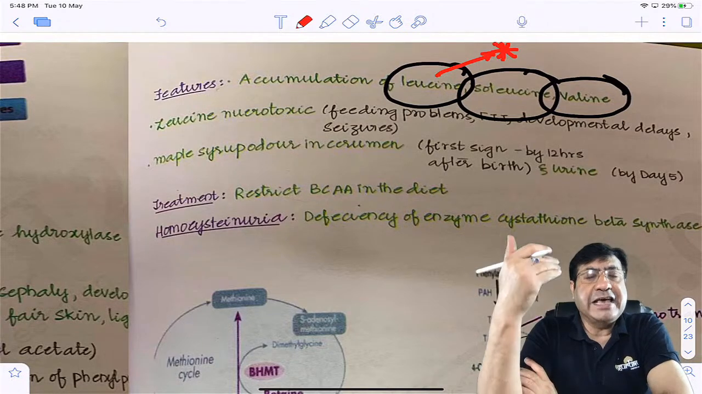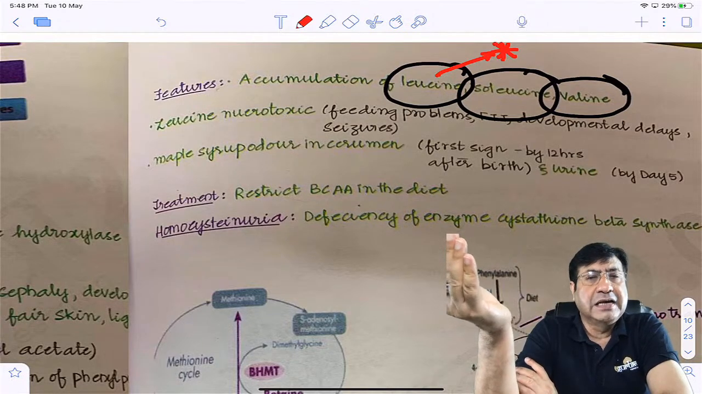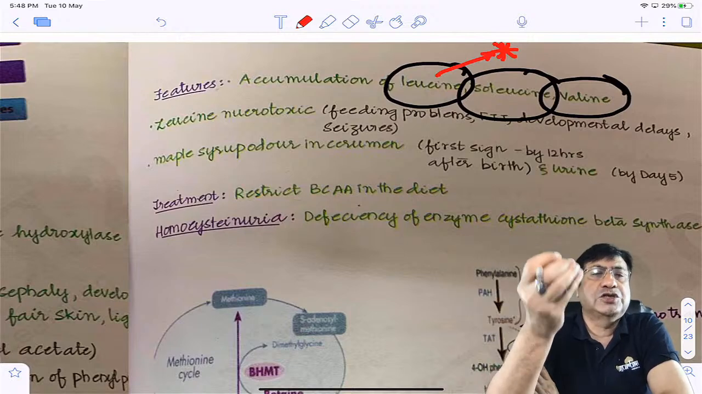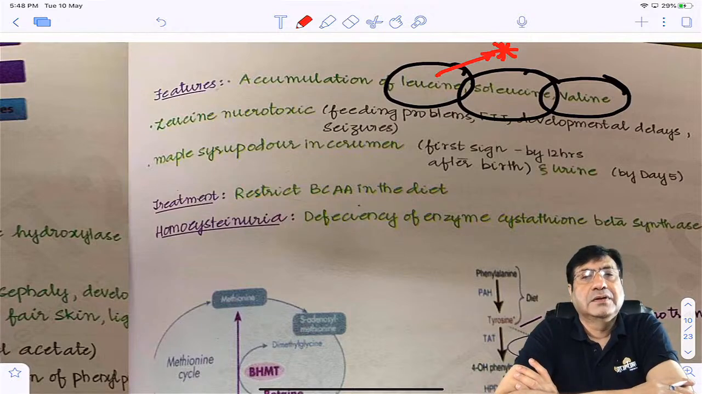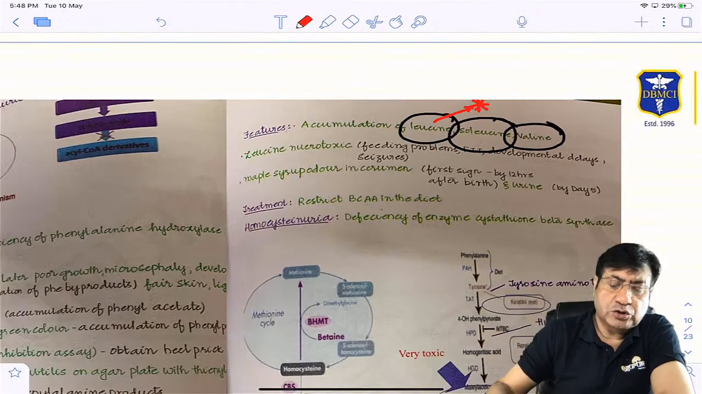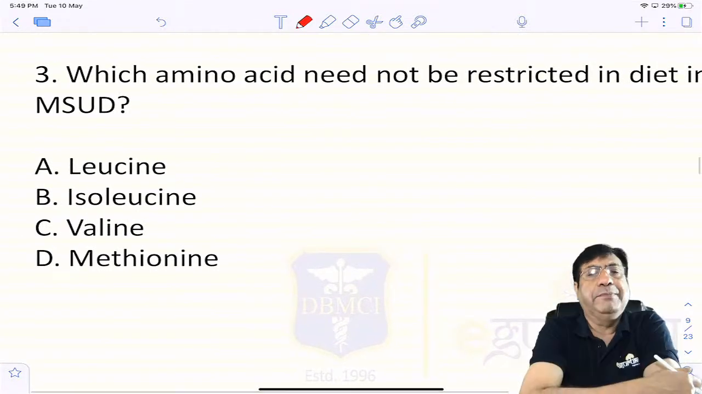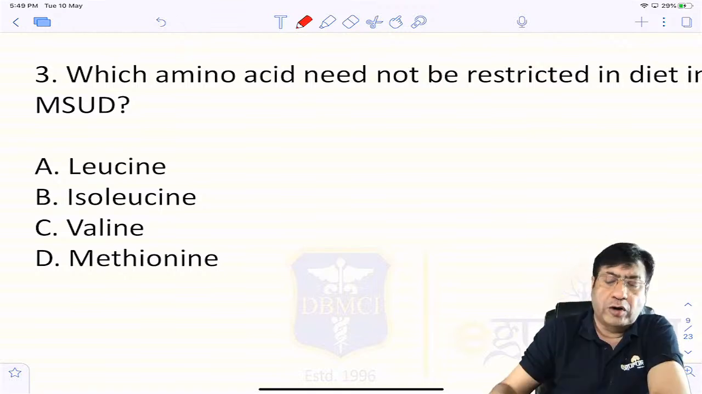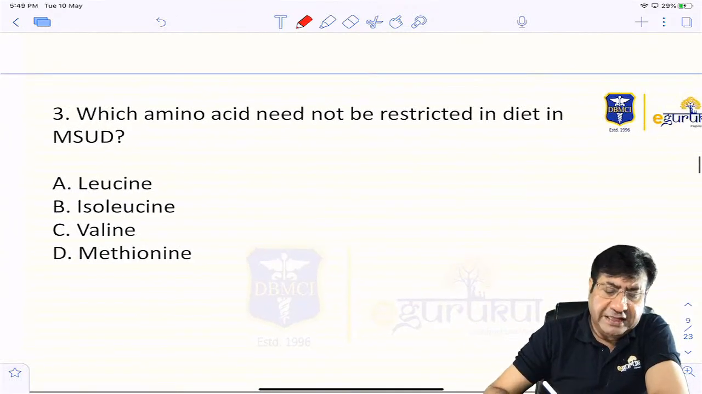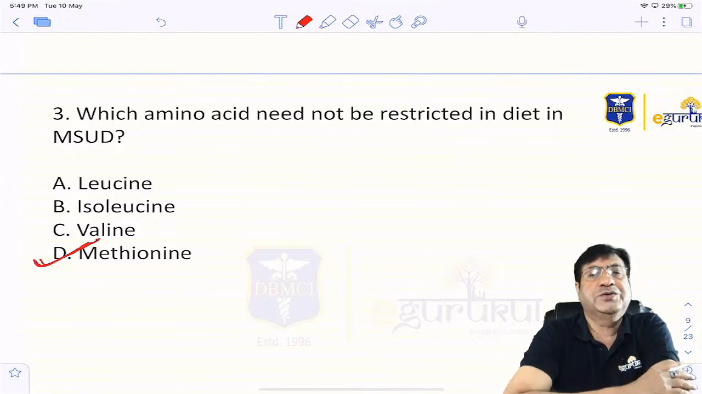And because there is accumulation of the branched chain amino acids, naturally the branched chain amino acids should not be given in the diet. So which branched chain amino acids should not be given in the diet? Leucine, isoleucine, valine. Because they are accumulating, they should not be given in the diet. So methionine need not be restricted in these children.